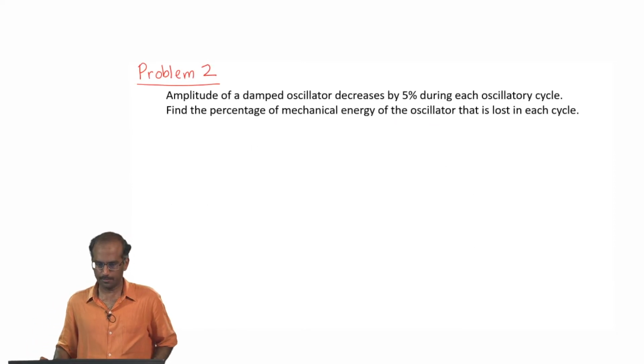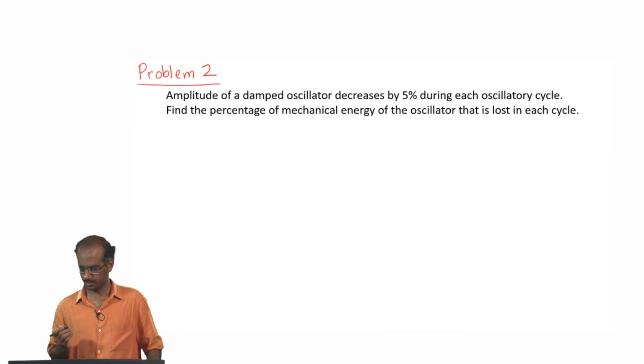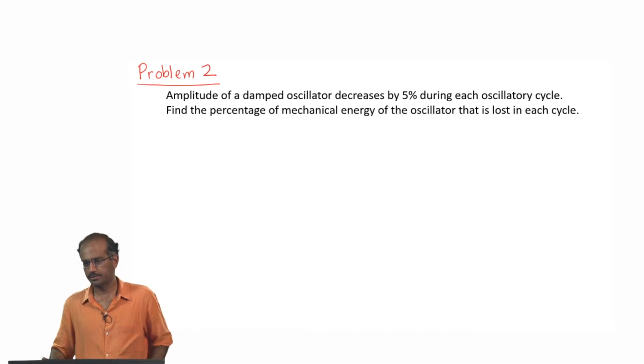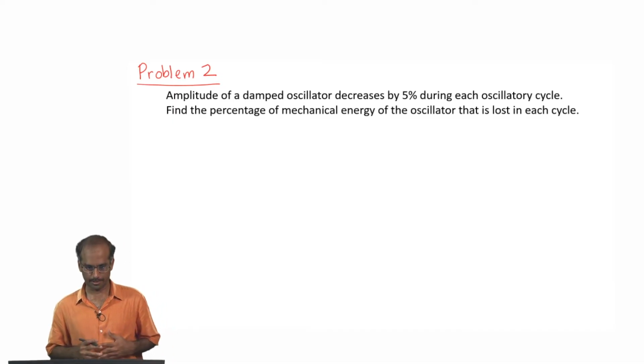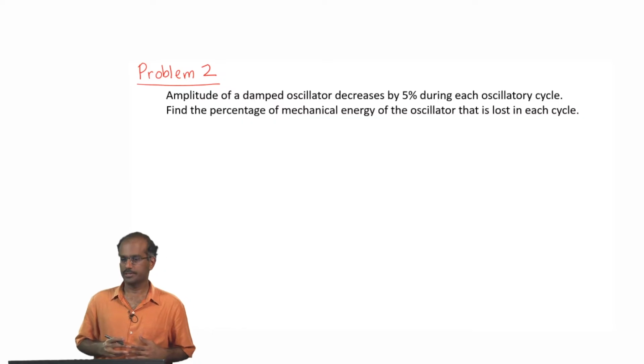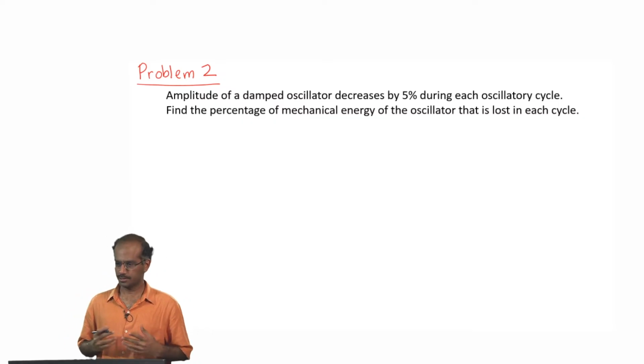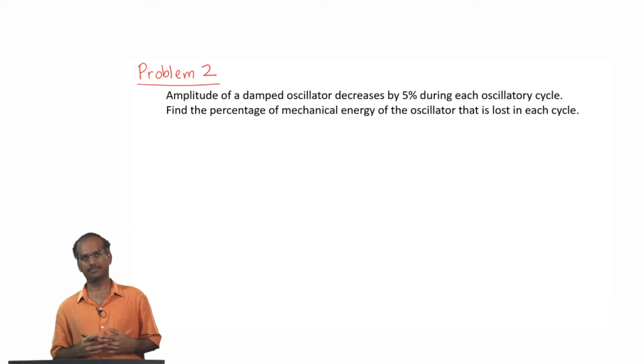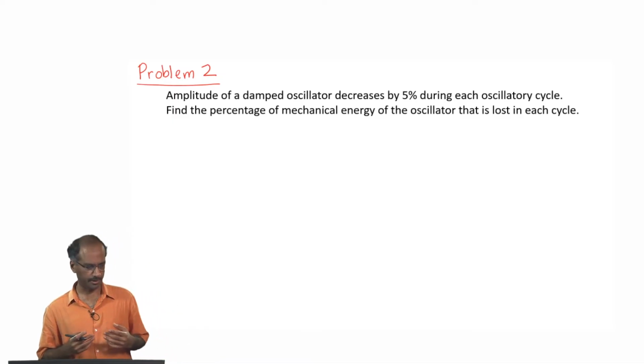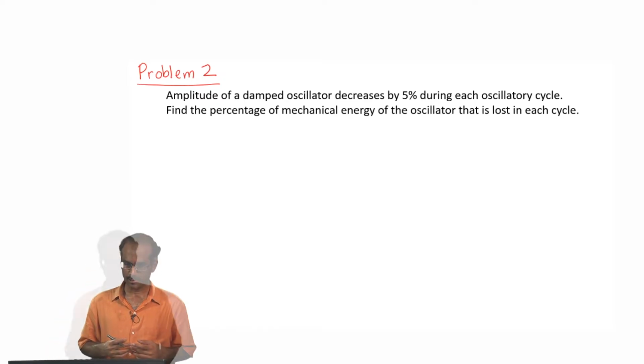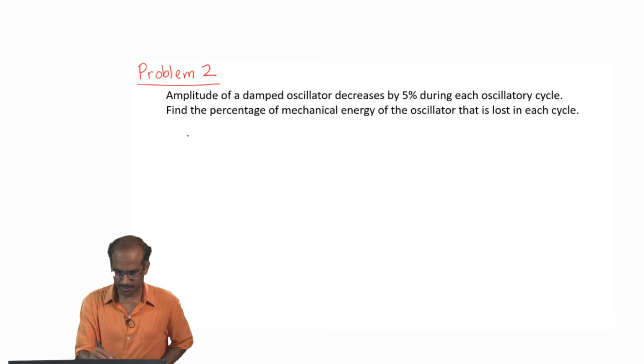In the second problem, the question is: the amplitude of a damped oscillator decreases by 5% during each oscillatory cycle. Find the percentage of mechanical energy of the oscillator that is lost in each cycle. Remember that energy is simply the square of the amplitude for our purposes. To do this problem, what we need is the ratio of the amplitudes. A0 by A1 is e power delta.